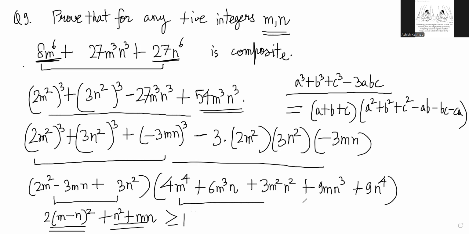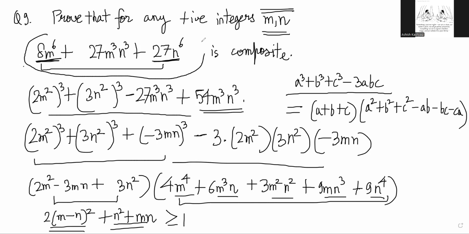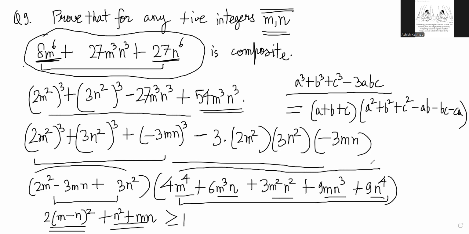And this number here is also greater than equal to 0. It's actually greater than equal to 1 because we have positive integers m and n. It is obvious that m and n, all these terms will be positive, right? So we are able to express this thing as the product of two different positive integers which are not 1. So therefore it must not be prime, it is composite instead, and that finishes off our proof.